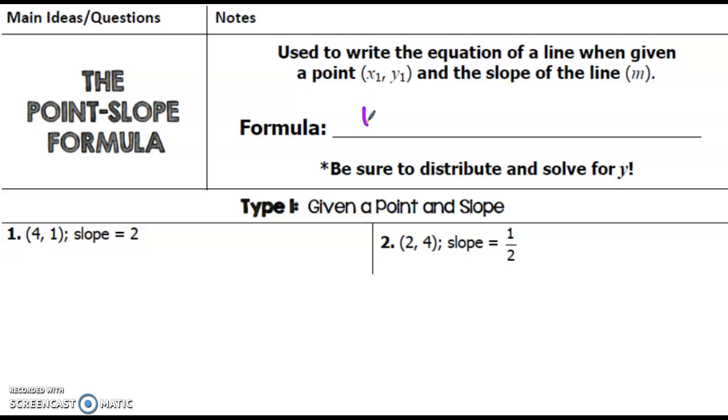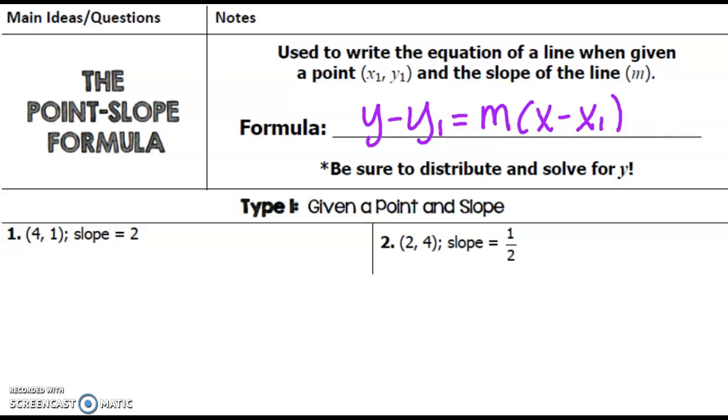That is y minus y1 is equal to m times x minus x1. So y minus y1 is equal to m times x minus x1. And you have to distribute, then you have to solve for y.